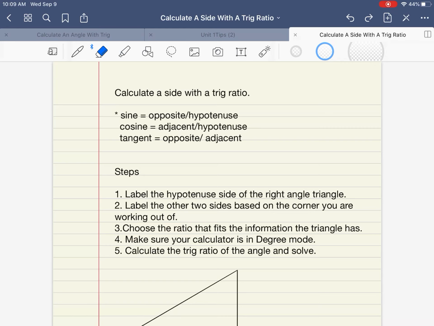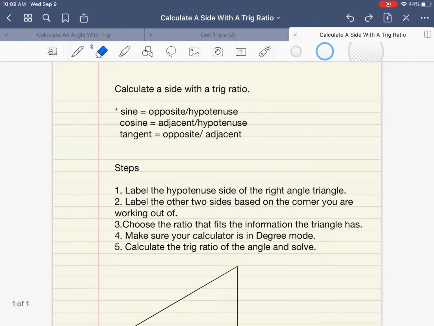Okay, so in this video, we're going to learn how to calculate a side of a right angle triangle with one of the three primary trig ratios. So again, we've got our 5 steps here. You can see our ratios there, just like we had in the angle video.